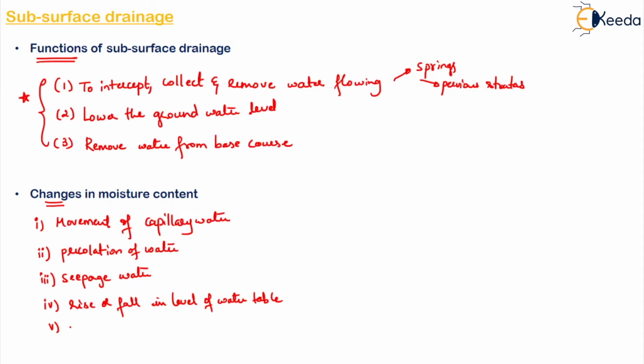The next one is the rise or fall in the level of water table. Next, the fifth one is the transfer of moisture. This transfer of moisture can be either from or to the soil in the verges as a result of difference in the moisture content. Also, the transfer from or to lower soil layers by suction can happen, or the transfer of water vapors through the soil. So all these transfers can happen, because of which there will be change in the moisture content of your subgrade soil.